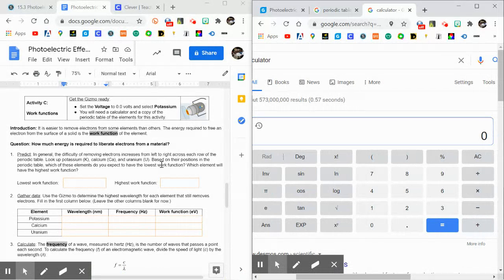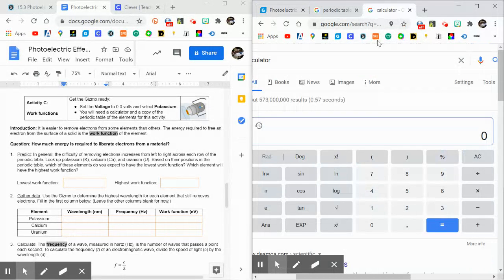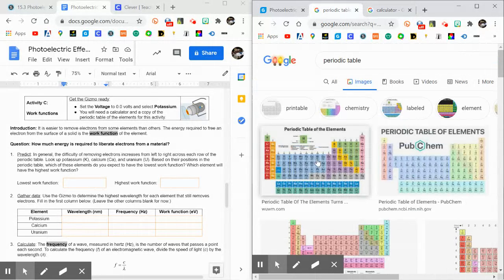It is easier to remove electrons from some elements than others. The energy required to free an electron from the surface of a solid is the work function of that element. How much energy is required to liberate electrons from a material? In general, the difficulty of removing electrons increases from left to right across each of the rows of the periodic table.